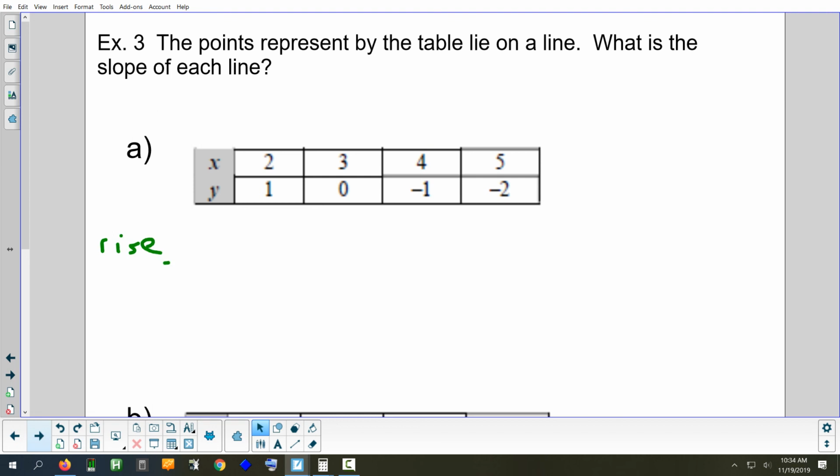Can someone remind me what's the formula to find slope when you don't have a picture?